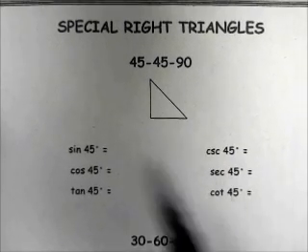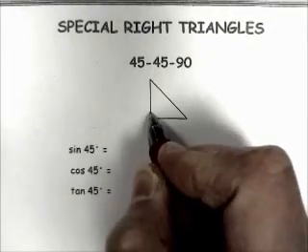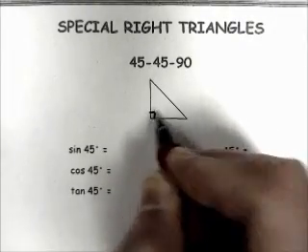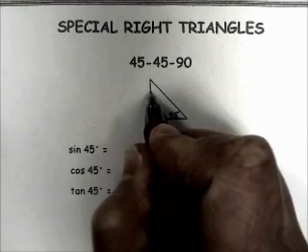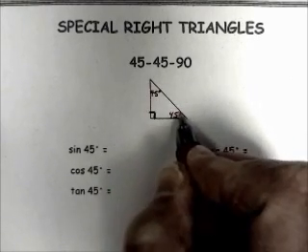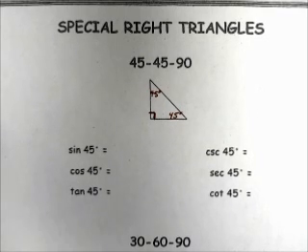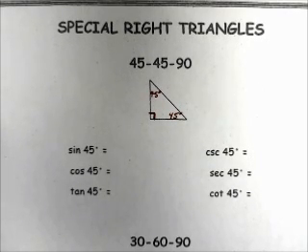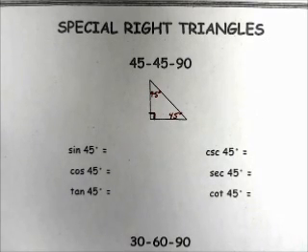Our first one is the 45-45-90-degree right triangle. If this is our right angle, and our two acute angles of our right triangle are 45 degrees each, we have our 45-45-90-degree right triangle. What we're going to do is let each leg of our right triangle be equivalent to 1.